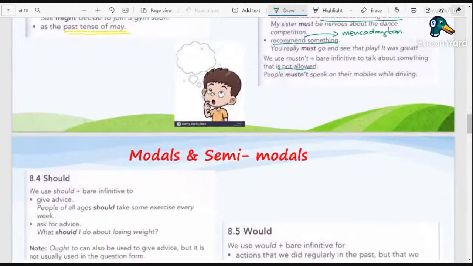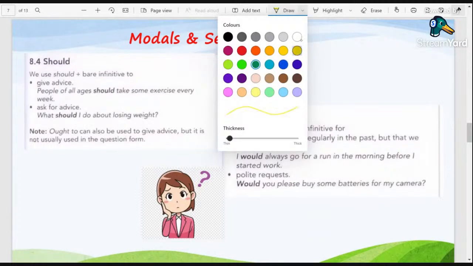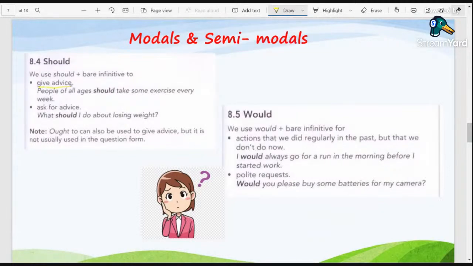Okay, and the next one, should. Should ni kita guna biasa bila kita nak bagi advice. When you want to give advice, we use the word should. Okay, we want to use advice. Lepas tu, when you want to ask for advice, minta cadangan daripada orang. What should I do in order for you to stay healthy? You should do this if you want to live longer, contohnya. Okay, so giving advice, we use the word should.